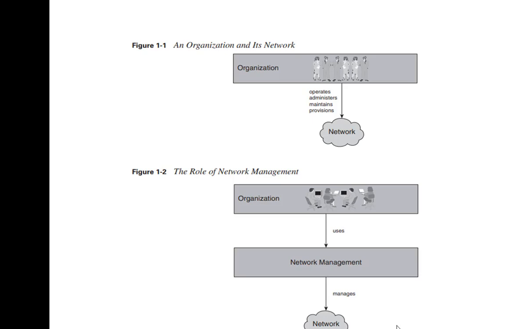So we see the organization, and we see that the organization operates a network and administers and maintains the provisions of a network.